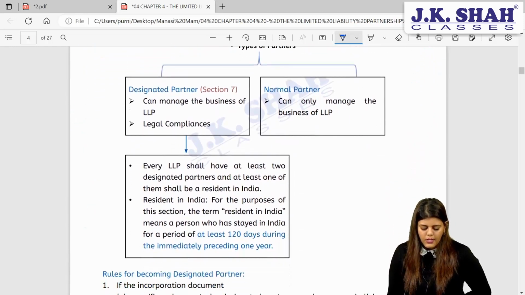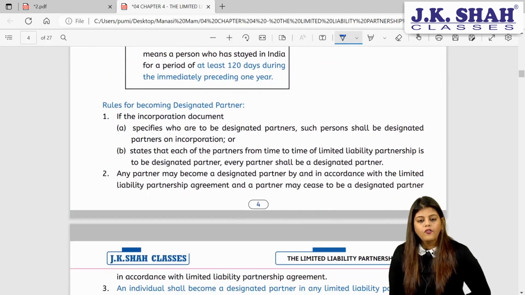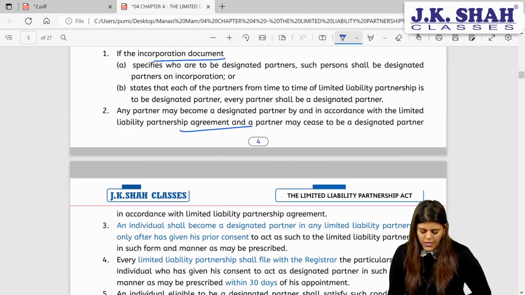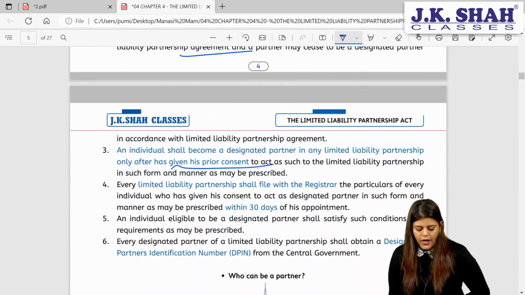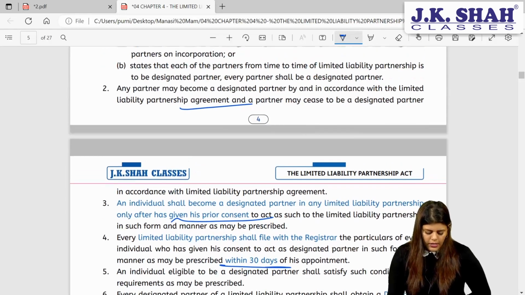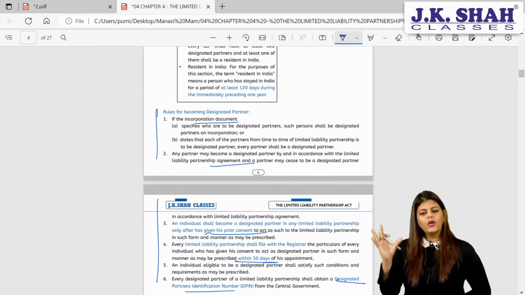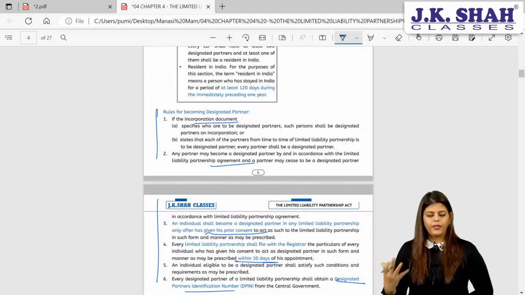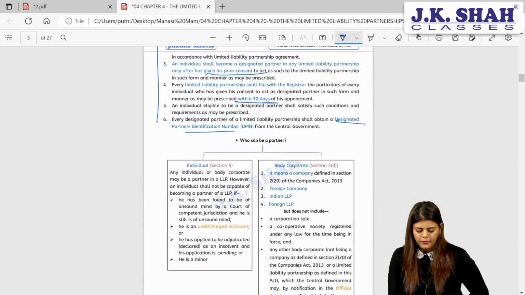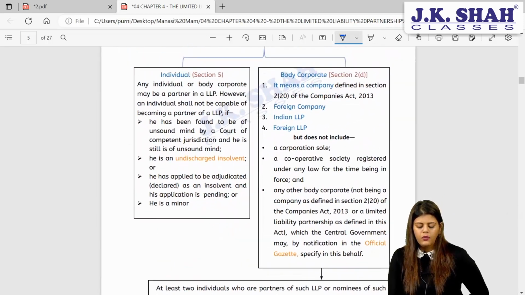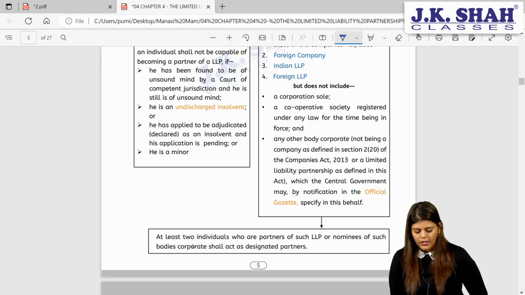We finish this. Types of partners. How will you become? Incorporation document, agreement के हिसाब से, prior consent required, and you have to submit it with ROC. And DIPIN is required. So this part they have just added in the amendment. So it was there somewhere earlier also, but now they have clarified it properly, like very clearly given. Who can be a partner? Individual, body corporate. And at least 2 individuals will be treated as designated partner.